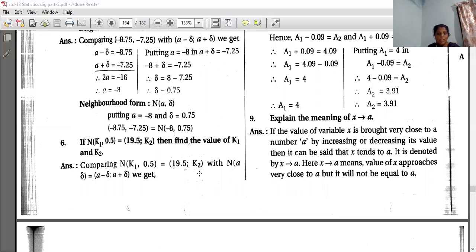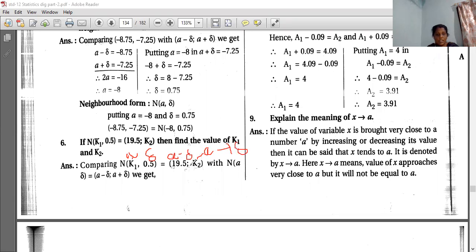Then next is a plus delta equal to k2. So the value of a is k1, and k1 we got the value over here first, right? Like this you have to solve. You have to consider this as a. This sum I have done. Again and again I am saying that this is your a and this is your delta, and this is your a minus delta, and this is a plus delta. So one by one you have to take this.